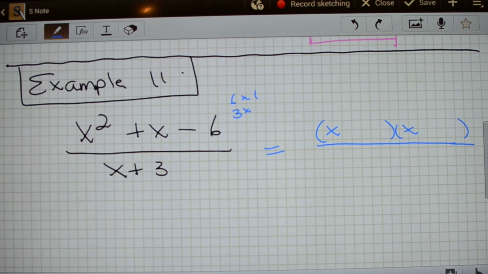Oops, not went too far. Okay, this was plus and this was minus. There we go. And then there's x plus 3 at the bottom. Notice there's an x plus 3 at the top and x plus 3 at the bottom.